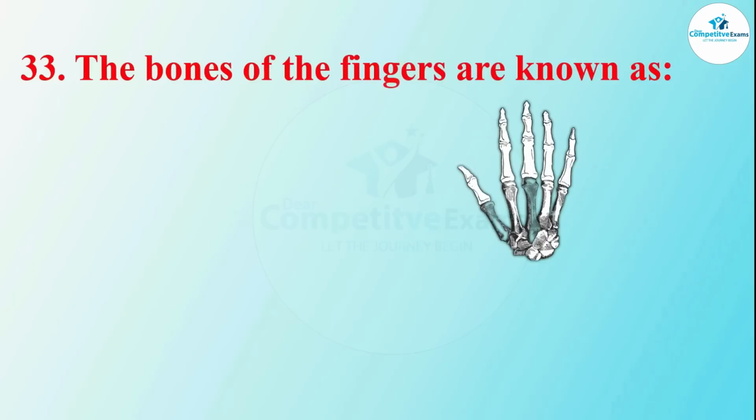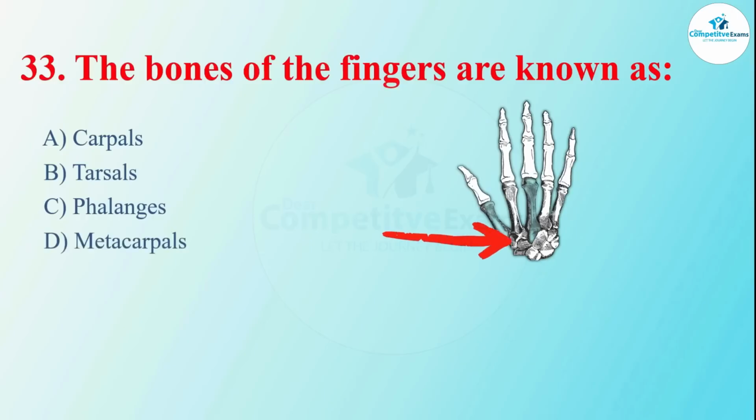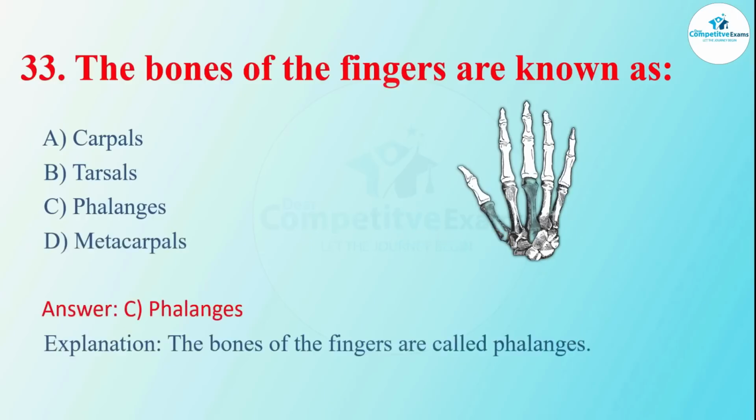The bones of the fingers are known as. So what do you call the bones of our fingers? Do we call them carpals, tarsals, phalanges, or metacarpals? The right answer is phalanges. The phalanges are the bones which are present in our fingers, right? Let's move on to question number 34.